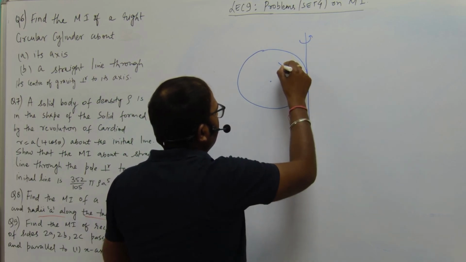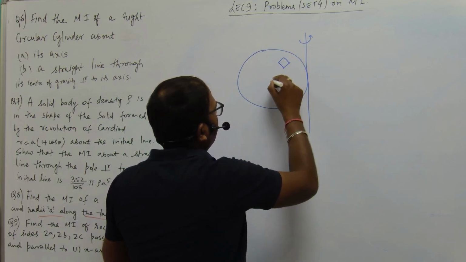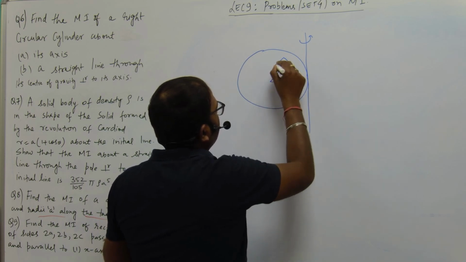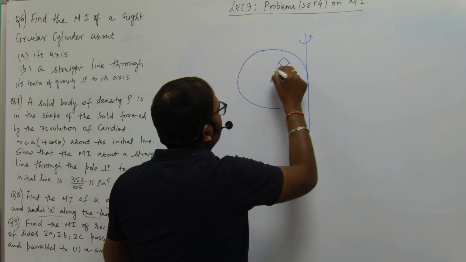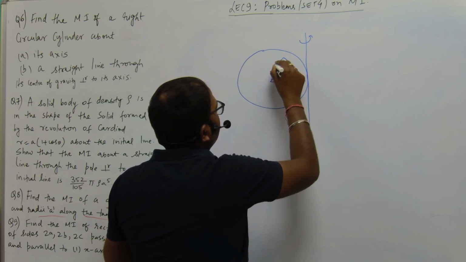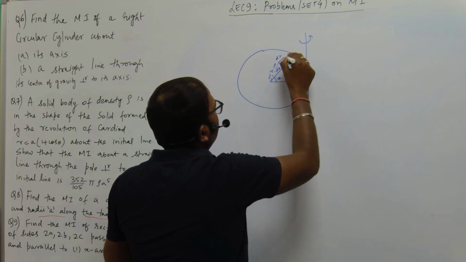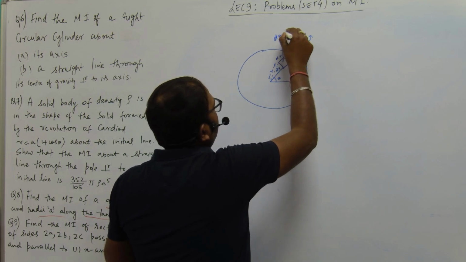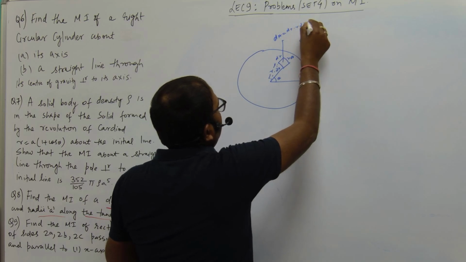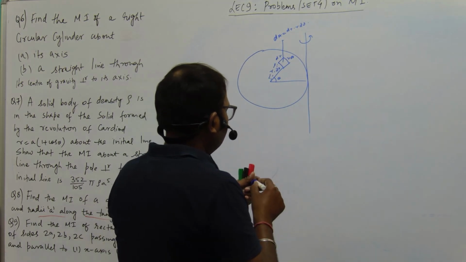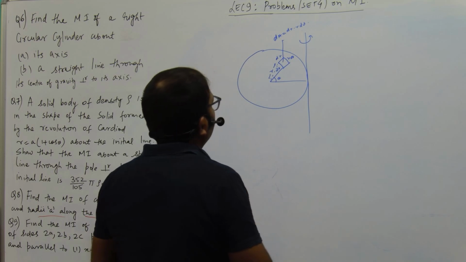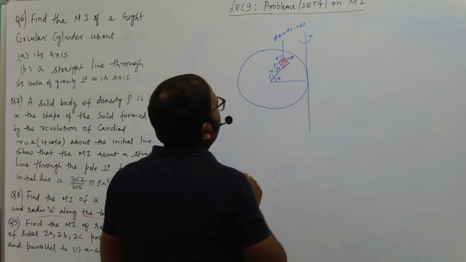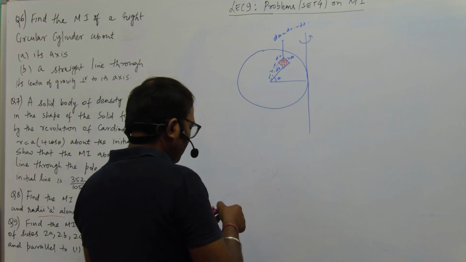So let us take an elemental area at an angle of theta to the horizontal. Okay, so the elemental change in theta is d theta, and the change in r is dr. So this is dr, this is r d theta. So dA is dr into r d theta. This is the elemental change in theta. So this is our dA. dA is equal to dr into r d theta.